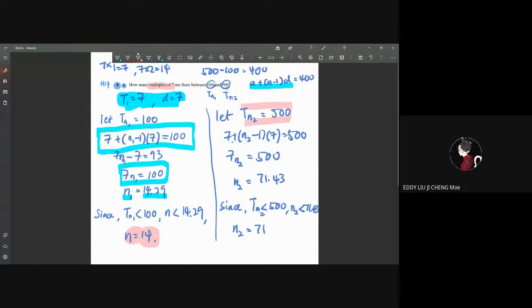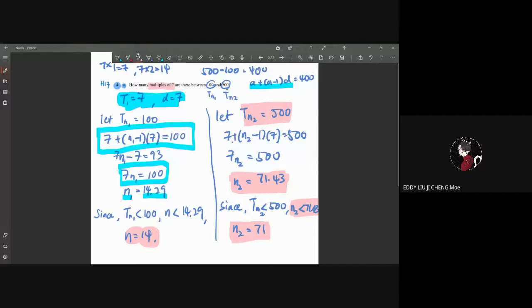Then we do another one. Again, we use the same method, I just simplify it. If you want, you can expand it more, but I just simplify it like this. And then you will get n2, which is 71.43. And then we know that between 100 to 500, the term cannot be more than 500. So this one will be lower, and the answer will look like this: n2 is less than 71.43, and then n2 will equal 71.